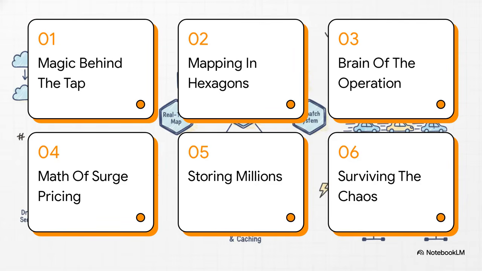All right, so here's our blueprint for today. First, we'll look at the magic behind the tap. Second, mapping the world in hexagons. Third, the brain of the operation. Fourth, the math of surge pricing. Fifth, storing millions of trips. And finally, number 6, surviving the chaos. Let's get right to it.